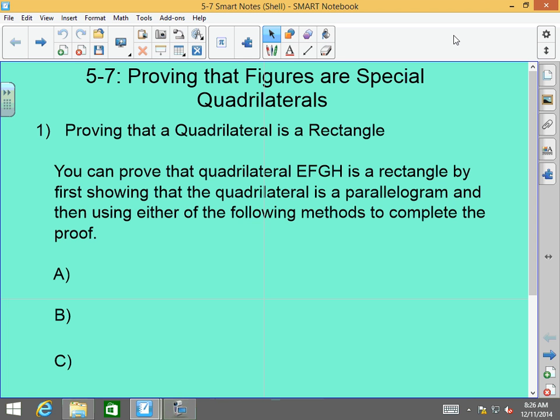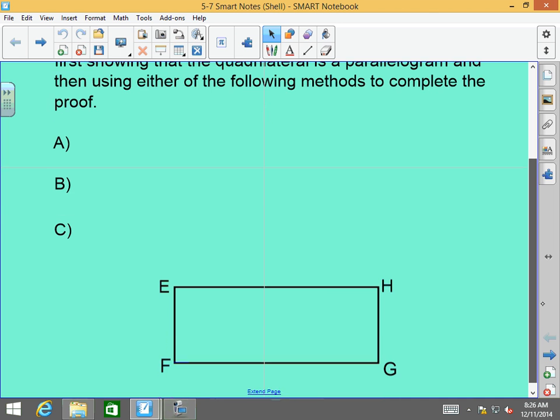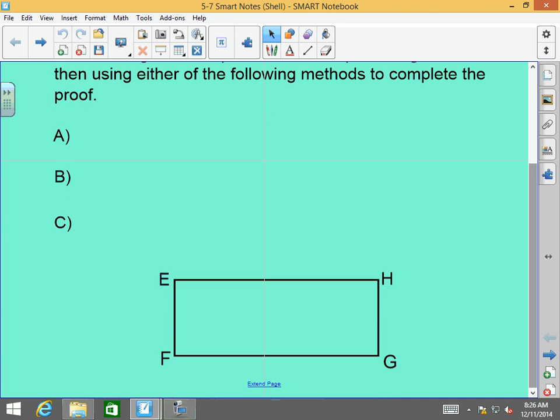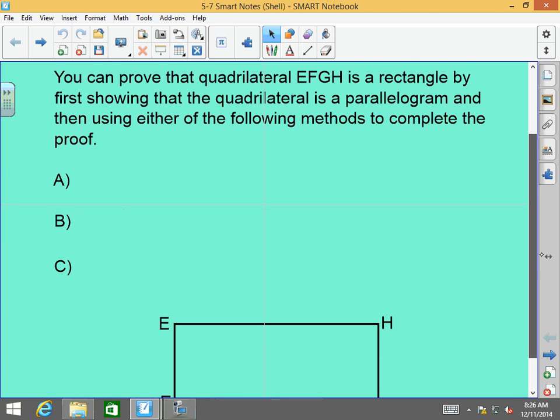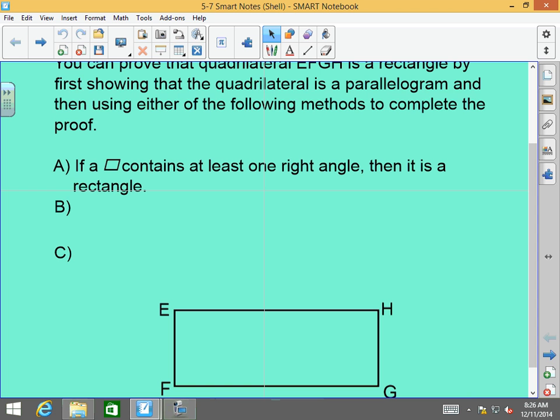So, proving that a quadrilateral is a rectangle. We're going to first talk about rectangles. You can prove that a quadrilateral, EFGH, is a rectangle by first showing that the quadrilateral is a parallelogram, and then using either of the following methods to complete the proof. Number one, if a parallelogram contains at least one right angle, then it is a rectangle.